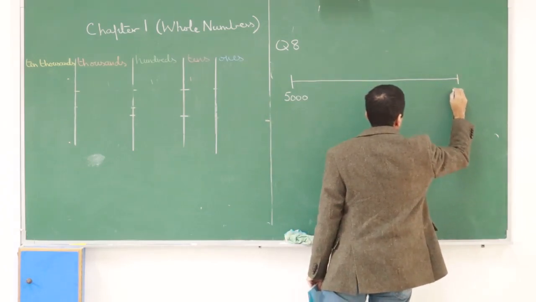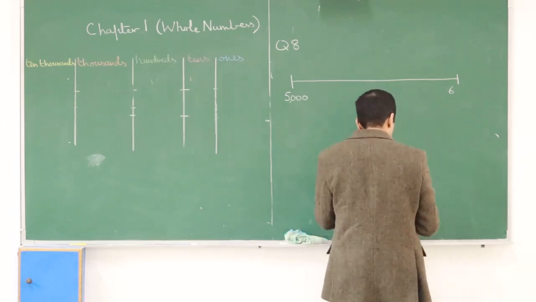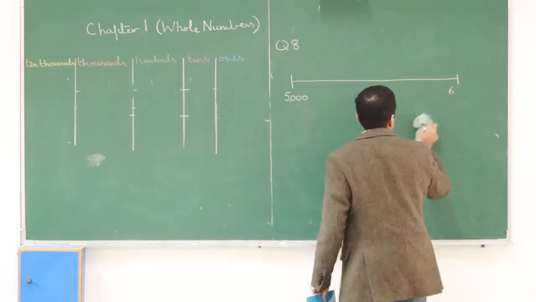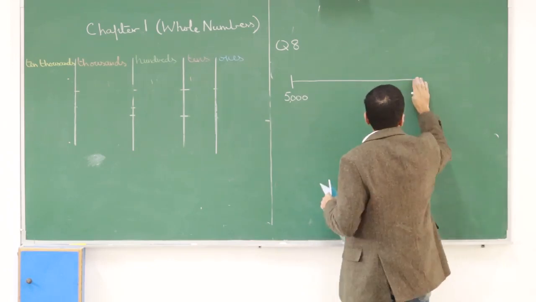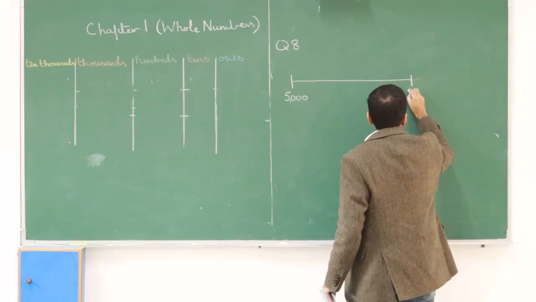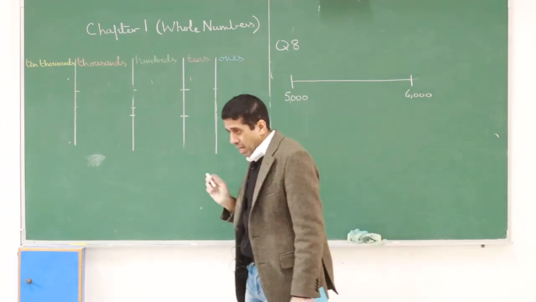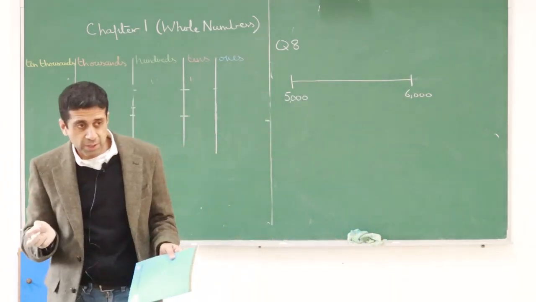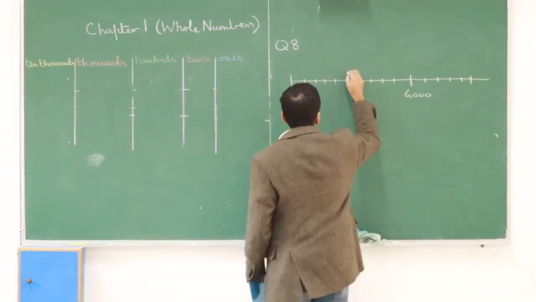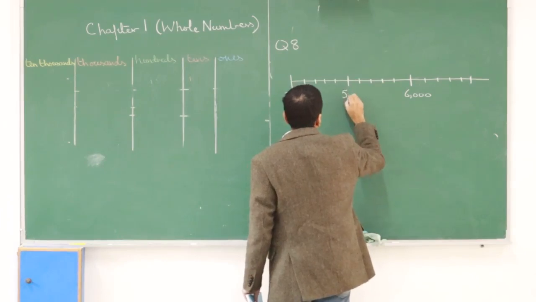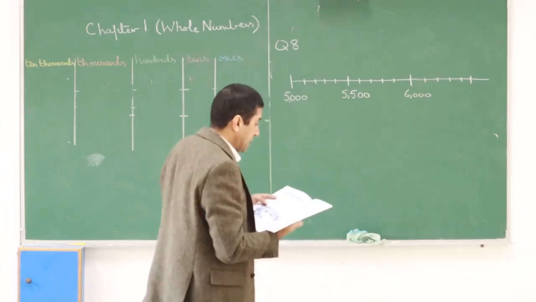This is maybe 6,000. The number line increases to the right, and we'll have something till over here. So this is 6,000. And how many hundreds between 5,000 and 6,000? 10 hundred. So now remember this is 5,500, right? Yes. Okay. So now let's look at part A.